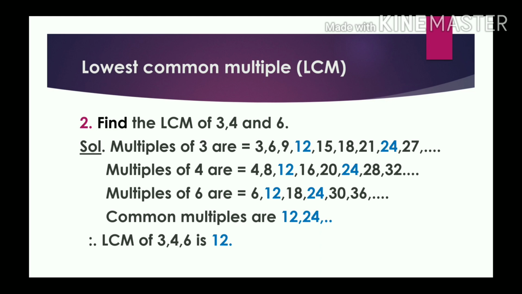Here also, the common multiples of 3, 4 and 6 are 12 and 24, because 12 and 24 are common in all three lists of multiples. So here also we have to find the lowest common multiple. Therefore, the LCM of 3, 4 and 6 is 12, because 12 is the lowest common number among the multiples.